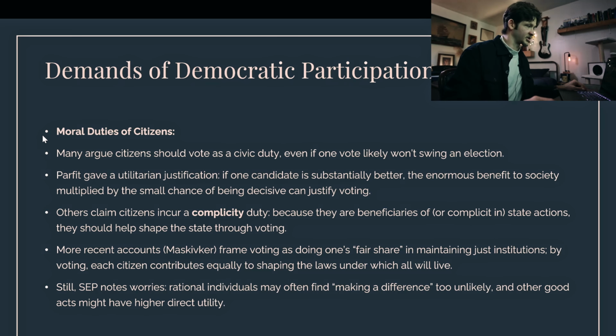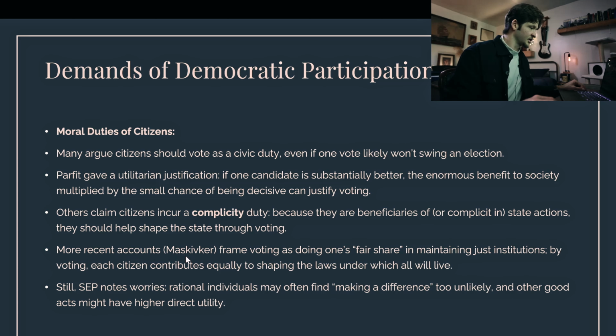Now, demands of democratic participation. Now, moral duties of citizens. Okay, many argue citizens should vote as a civic duty, even if one vote likely won't swing an election. Parfit gave a utilitarian justification. If one candidate is substantially better, the enormous benefit to society multiplied by the small chance of being decisive can justify voting. Others claim citizens incur a complicity duty because they are beneficiaries of or complicit in state actions. They should help shape the state through voting.